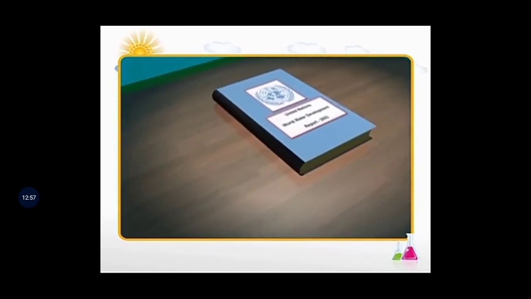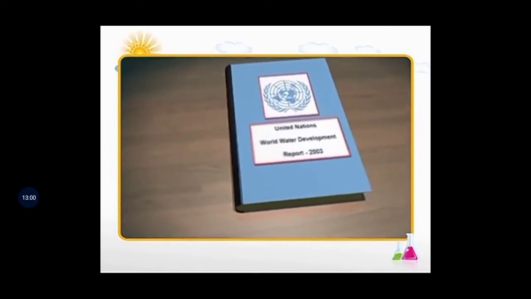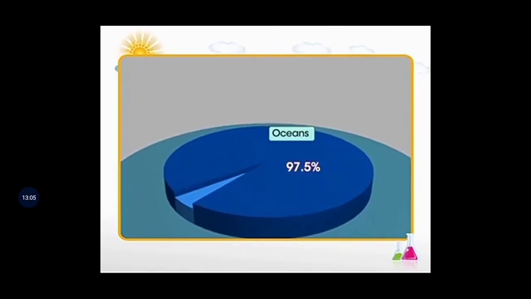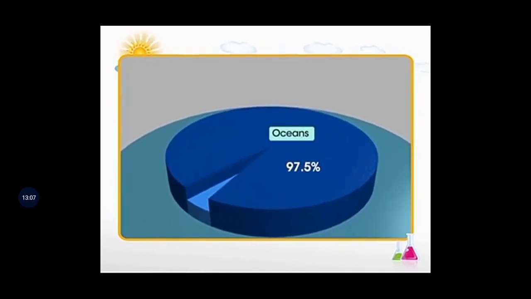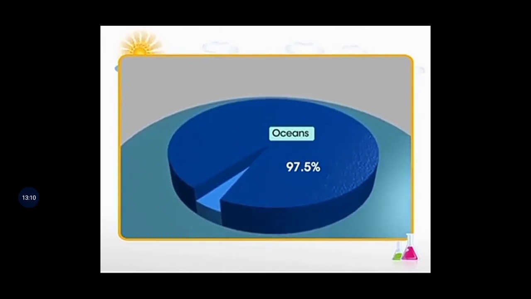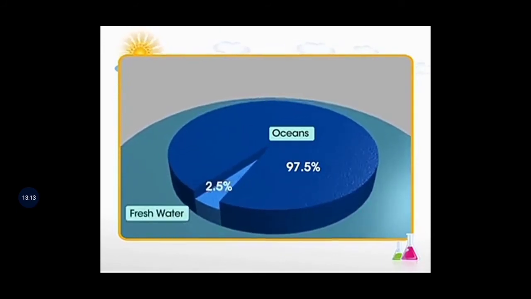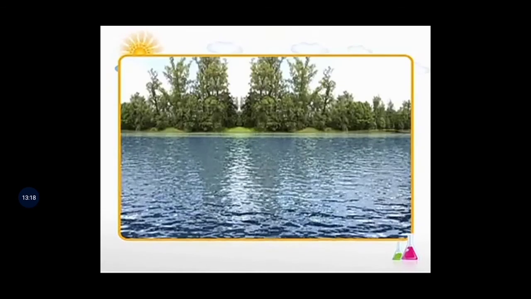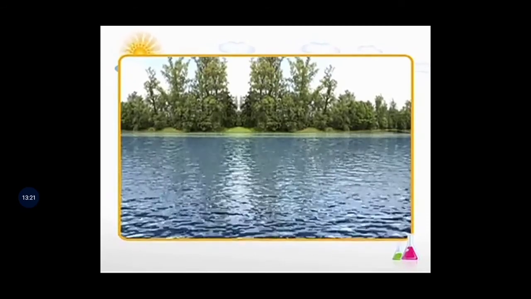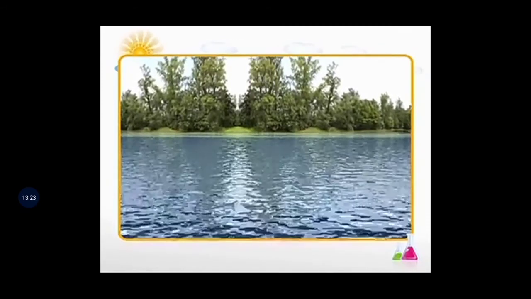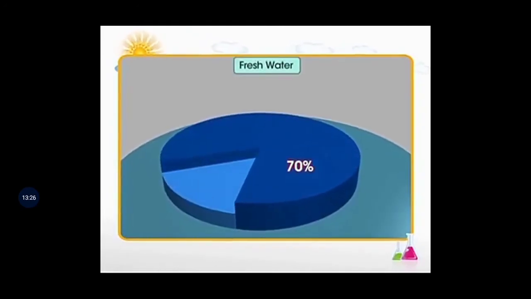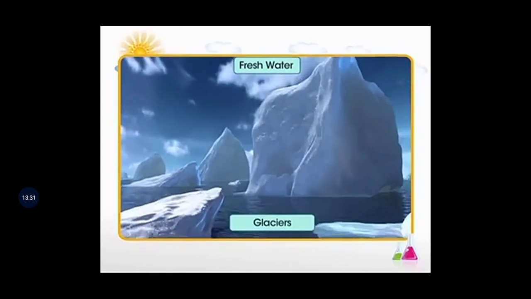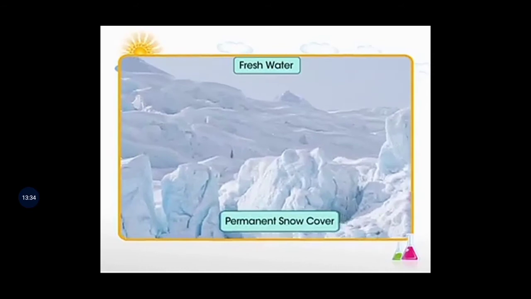According to the United Nations World Water Development Report 2003, actually 97.5% of the total volume of Earth's water is found to exist in oceans. The remaining 2.5% only is fresh water. But even this 2.5% of fresh water is not available for our use. Nearly 70% of this fresh water stays frozen in polar ice, glaciers, and permanent snow covers on mountain tops.